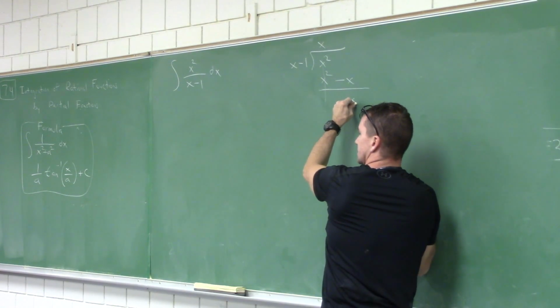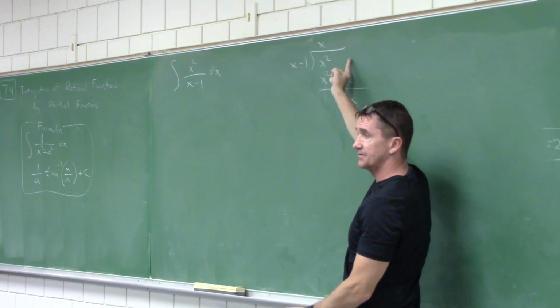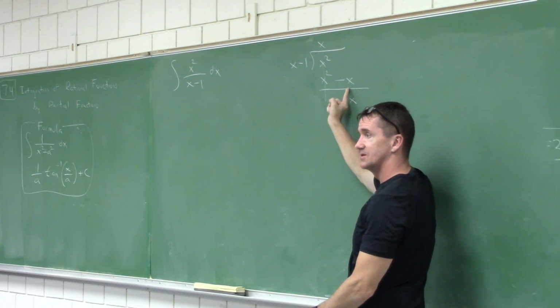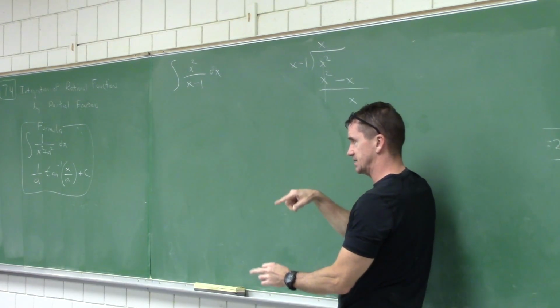Everyone see that? Let me see, because we subtract down, don't we? You can write a plus 0x here if you want. What is 0x subtract a minus x? It turns into a positive x. You all see that? Need to see it again, Noah?